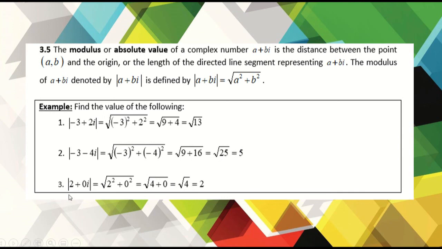And the last example, we have here the absolute value of 2 plus 0i. That is equal to the square root of 2 squared plus 0 squared. So 2 squared is 4 and 0 squared is 0. So that would be the square root of 4, which is equal to 2. That ends our chapter 3 complex numbers discussion.